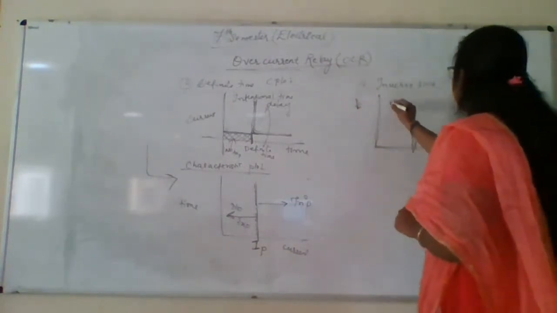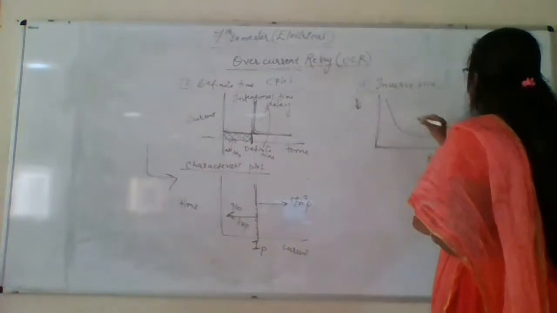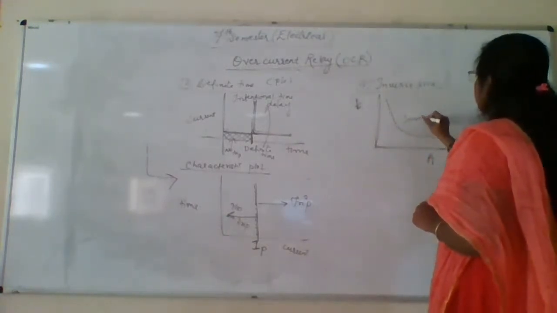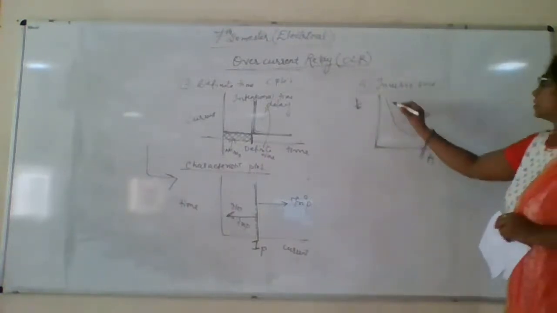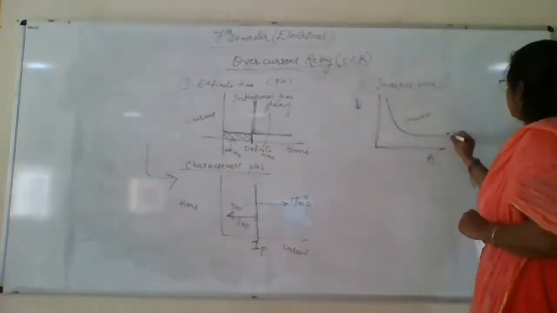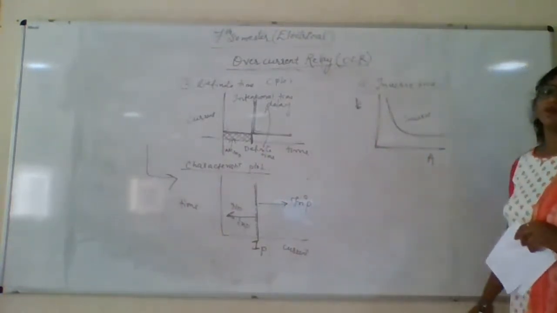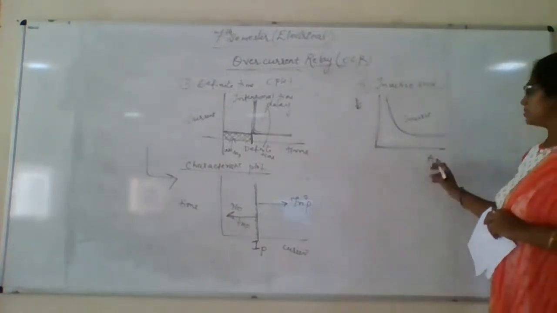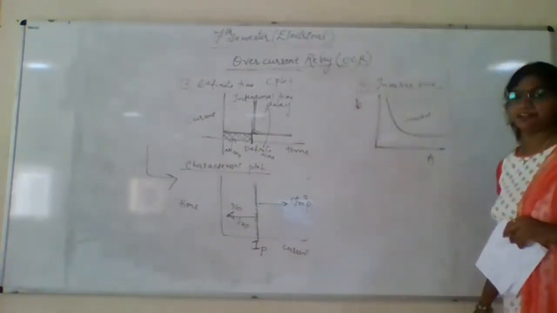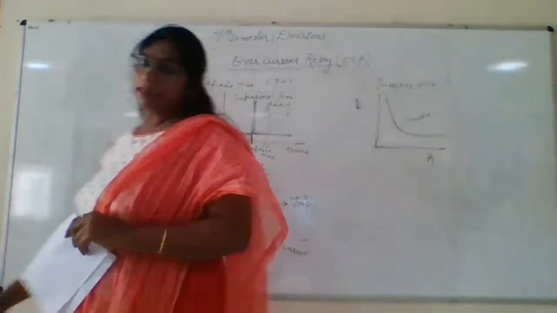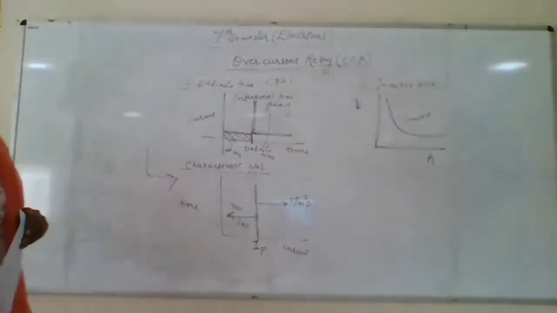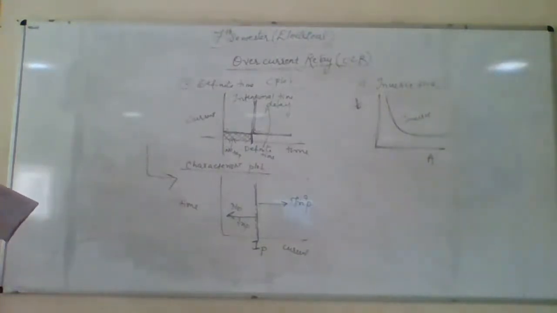Fine. In this, the characteristic is inverse. Look here, the characteristic is inverse. It means the current versus time characteristic is inverse in an inverse time overcurrent relay. Got this? You can note that down.